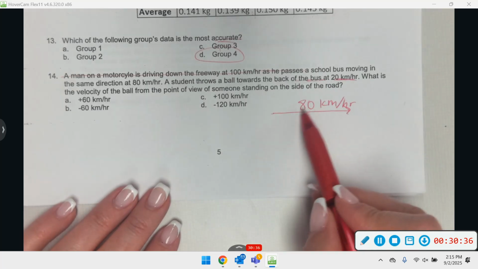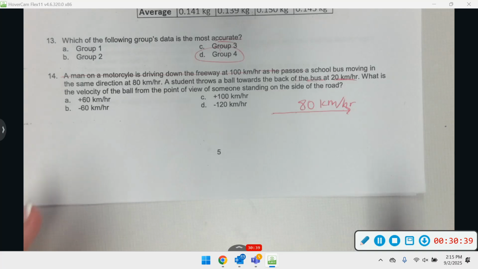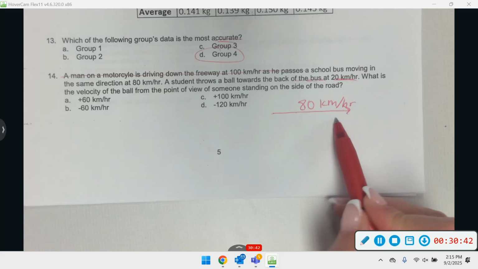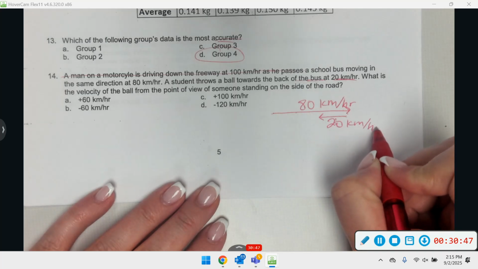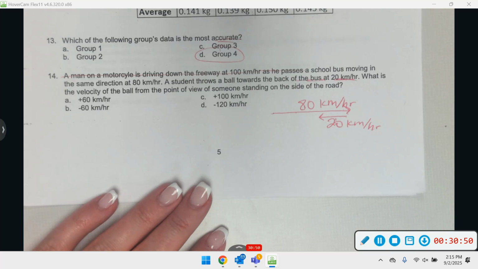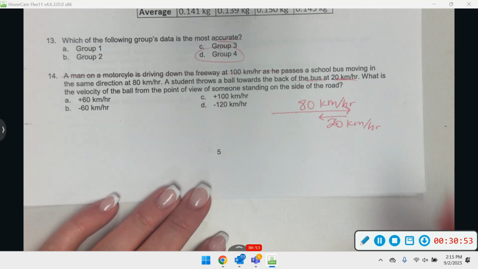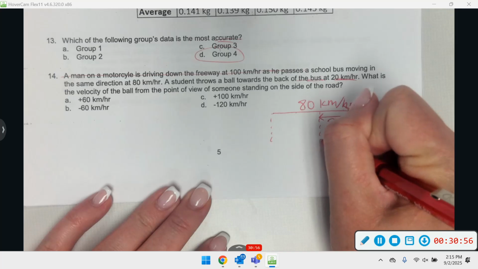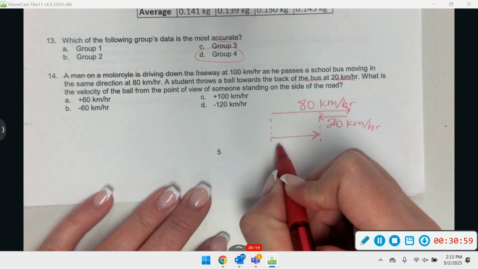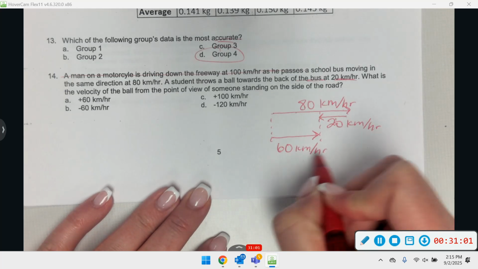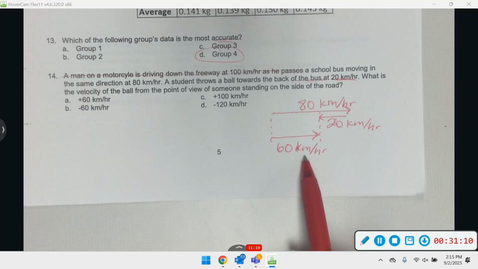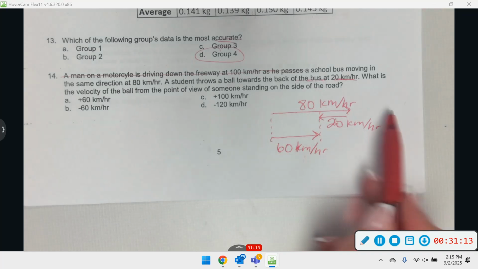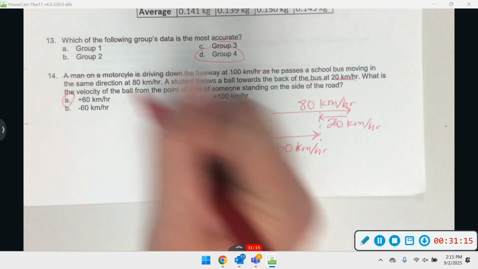Okay, so here's the bus's motion. If the ball wasn't doing anything other than being held, it would also be moving 80, but instead somebody threw it backwards. So the bus is 80 forward, the ball's going 20 backwards. From the perspective of somebody on the side of the road, this ball is going to look like it's moving forward at 60 kilometers per hour. Instead of 80 because it got thrown backwards. If it had gotten thrown forward, it would look even faster than the bus, but that's not what happened. 60 kilometers per hour forward because it's still moving more forward than backward, and that is answer choice A.